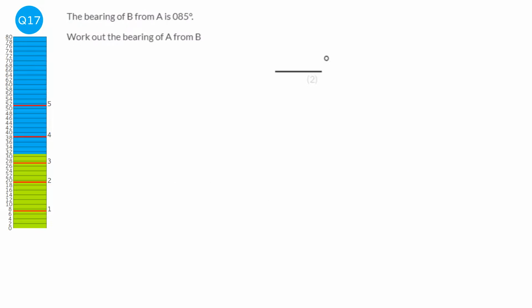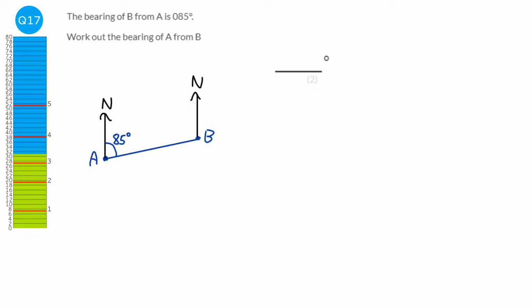25.73. So I'm going to start off just with a quick sketch, and we know that the bearing of B from A is 85 degrees. So we're going to have A here and B here. And let's just draw a line between them. And let's do both our north lines. And so we know that this angle here is 85 because it's the angle on the bearing of B from A, so it's 85 degrees.